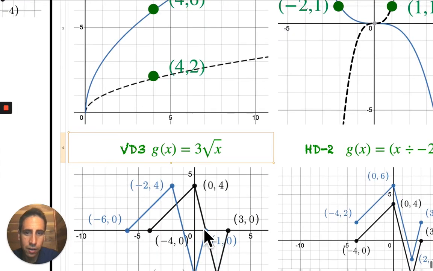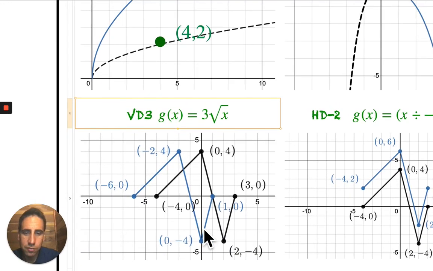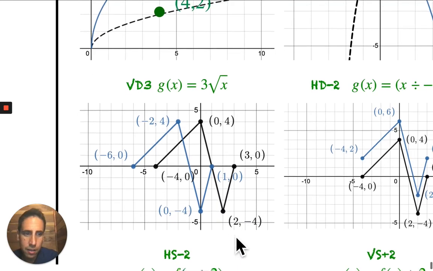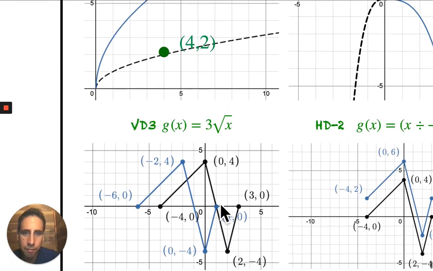Alright. Let's go down here. Check this out. Here's our funky piecewise function from before. The original is in black. And it looks like it's the same shape. It hasn't been stretched. It hasn't been compressed. It hasn't been flipped. So therefore, it hasn't been dilated.